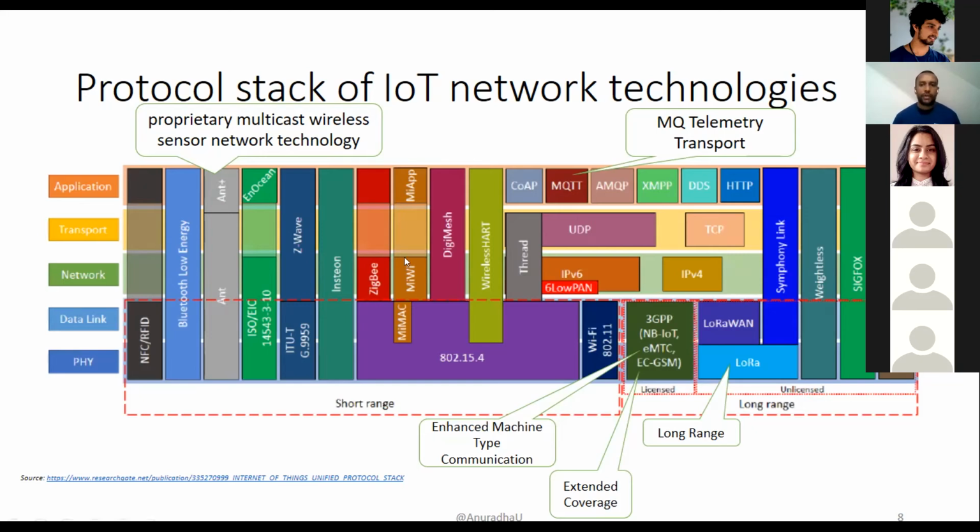And then there are certain proprietary things as well, because this diagram was made by somebody who has done research. So this is a collective representation of all the possible protocols, irrespective of whether they are open or proprietary. So he or she has included ANT and ANT+, which are proprietary multicast wireless sensor network technologies or protocols. And there are certain protocols, for example Bluetooth Low Energy, that have representation at all layers, like Z-Wave and WirelessHART, etc. So their protocol working happens across multiple layers.